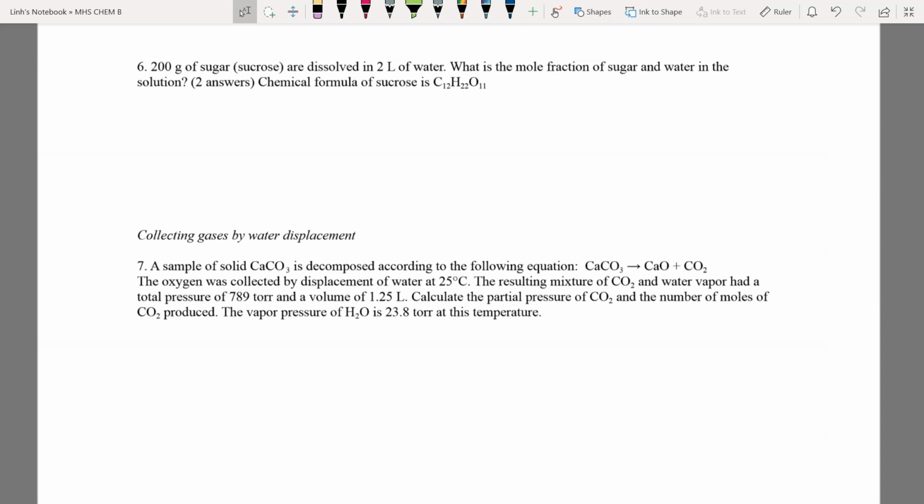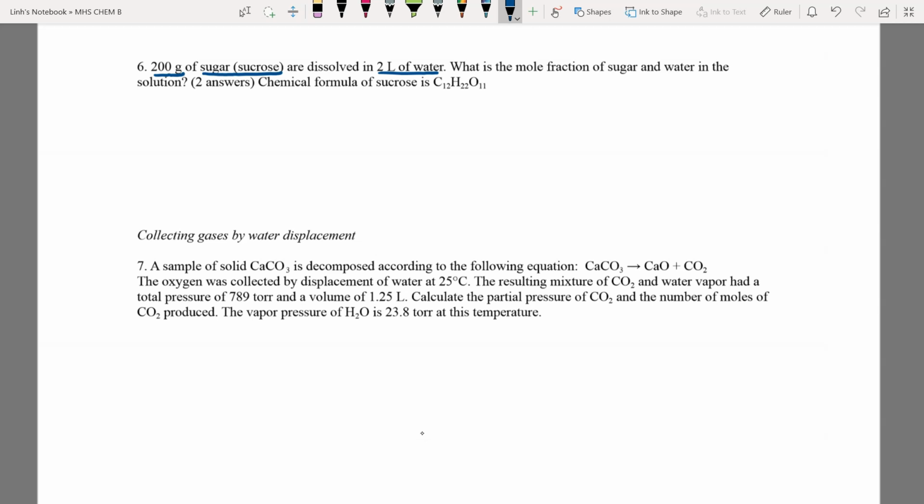Now I want to go over number 6. Number 6 is similar to numbers 4 and 5. It's just that getting to the number of moles is slightly different in this case, so I want to go over it real quick. Here I have 200 grams of sugar, or sucrose, dissolved in 2 liters of water. I've given you the chemical formula for sucrose. It's asking what is the mole fraction of sugar and of water in the solution.